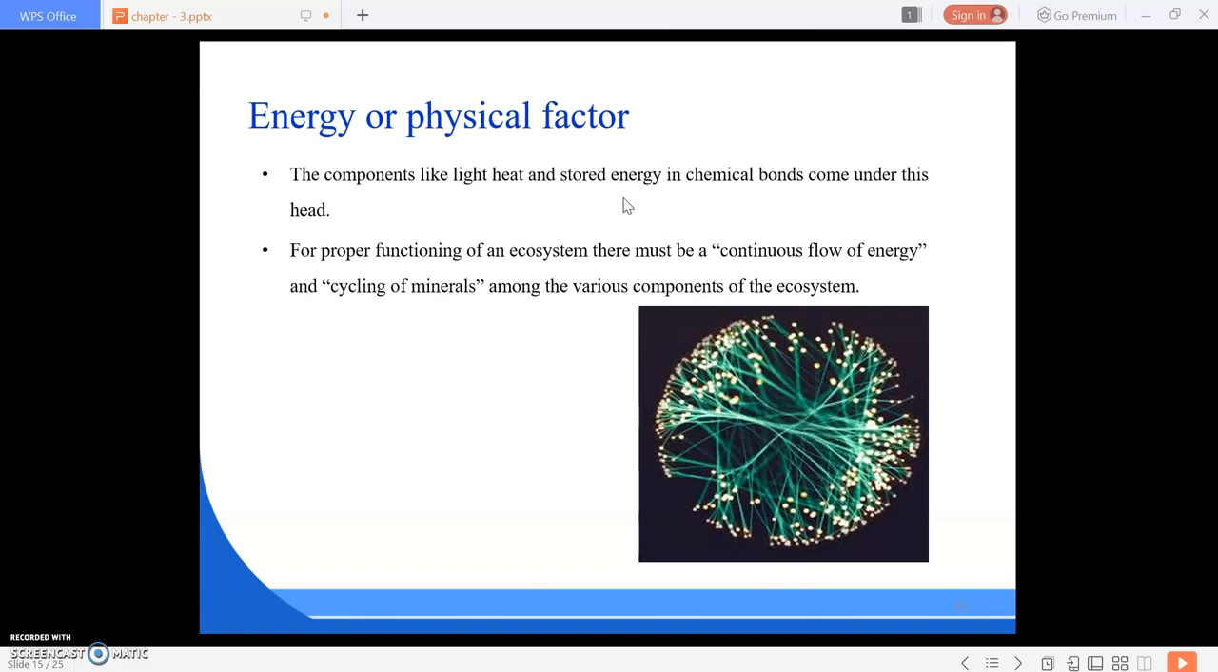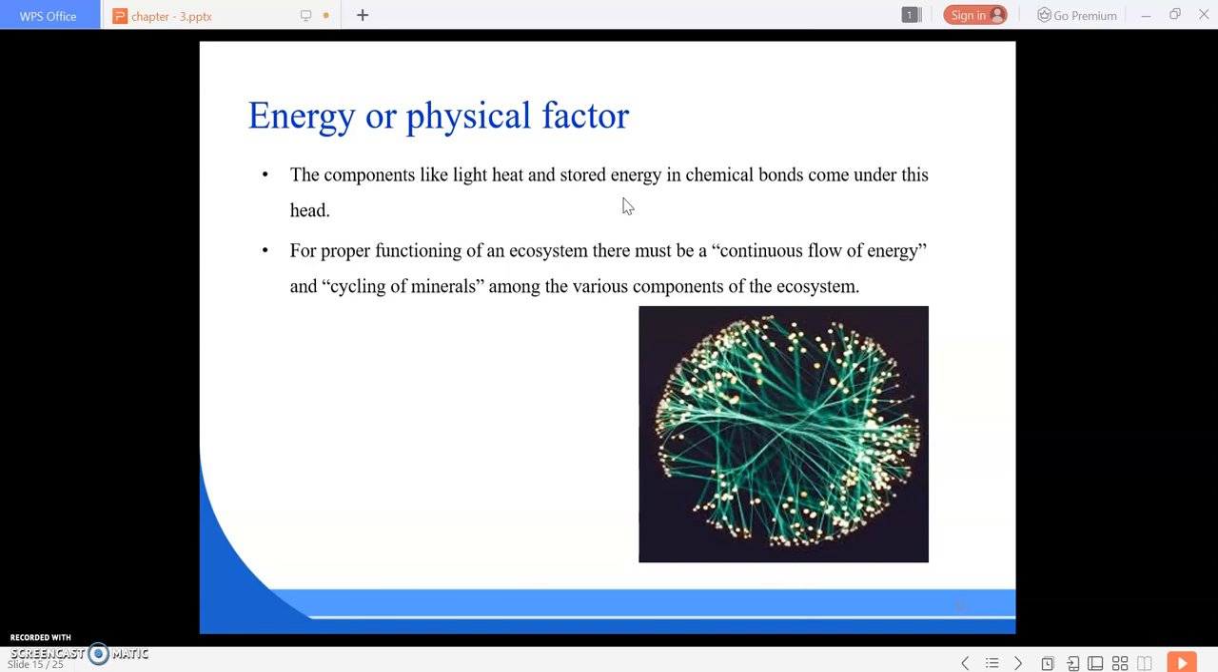Next is our energy or physical factor. What do we mean by that? Components like light, heat, and stored energy in chemical bonds come under this head. For proper functioning of an ecosystem, there must be a continuous flow of energy and cycling of minerals among the various components of the ecosystem. So this is mainly the light, heat, and stored energy. That's also called our abiotic structure because it is non-living.